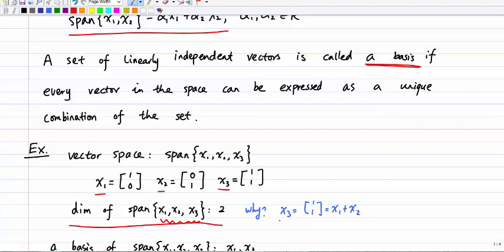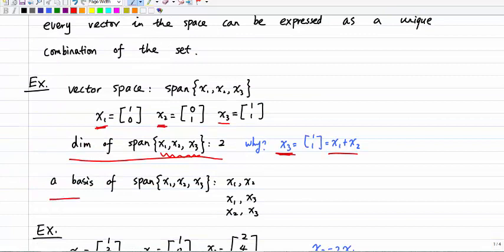So apparently x3 can be written as the sum of x1, x2, which means it is derived from x1, x2. So x3 is not independent of x1, x2. And x1, x2, if you check, they are linearly independent. So the dimension of the span is just 2 because there are only 2 linearly independent vectors in the space. So a basis is quite straightforward in this sense. You are basically trying to figure out those vectors among x1, x2, x3 such that they are linearly independent. That will be a basis.